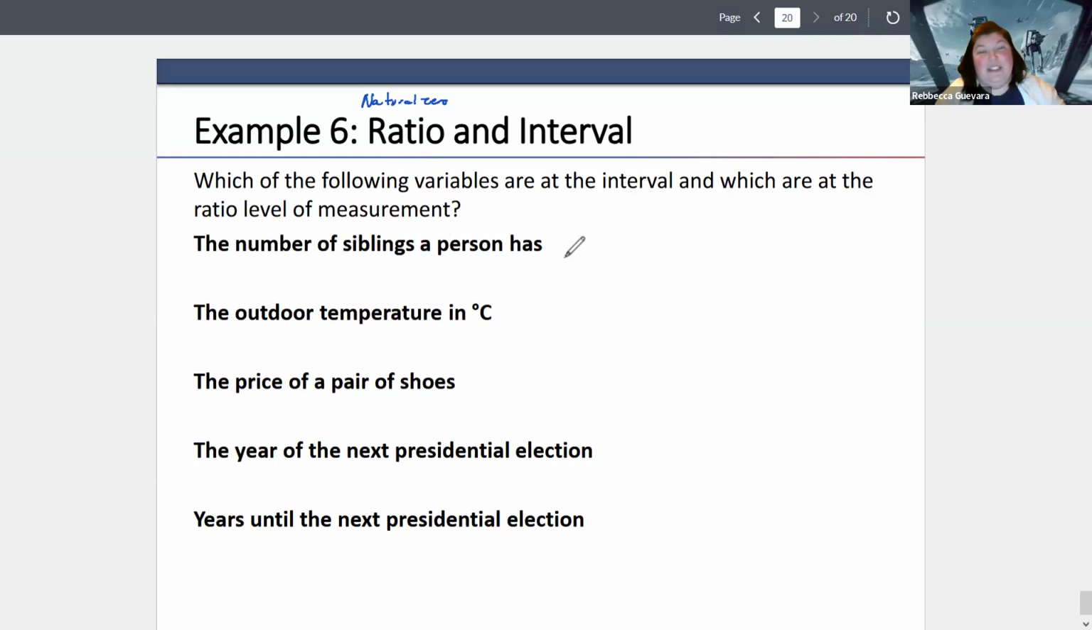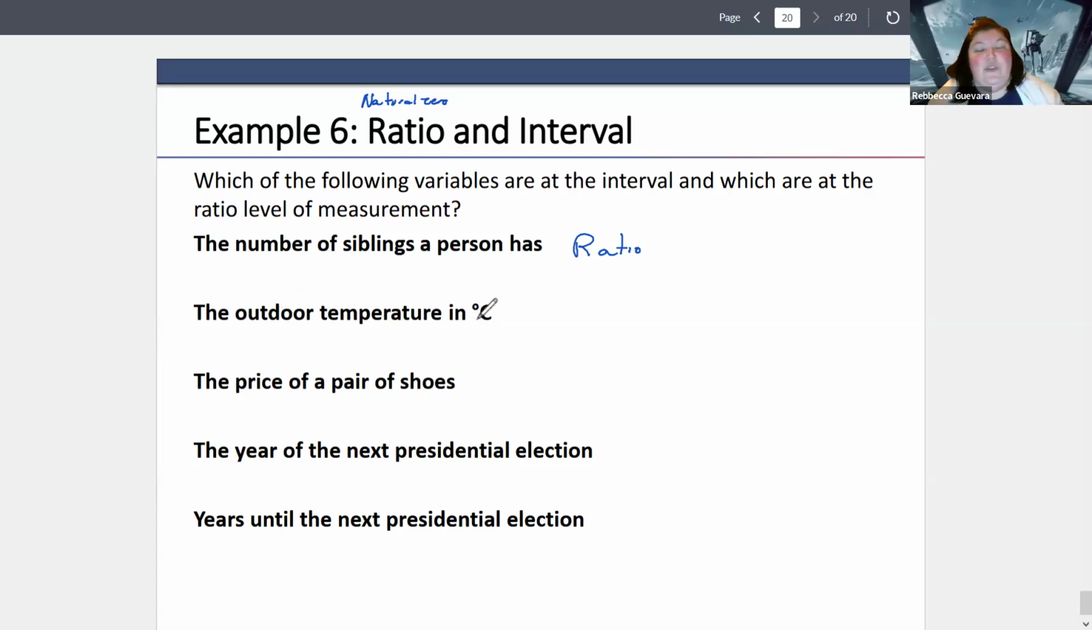So number of siblings, this would clearly be ratio, because if I have 0 siblings, or a count of 0 for siblings, that means I just have 0 siblings. And the ratios would make sense as well. If somebody has 2 siblings and somebody has 4 siblings, somebody has double the siblings. So we have ratios that make sense.